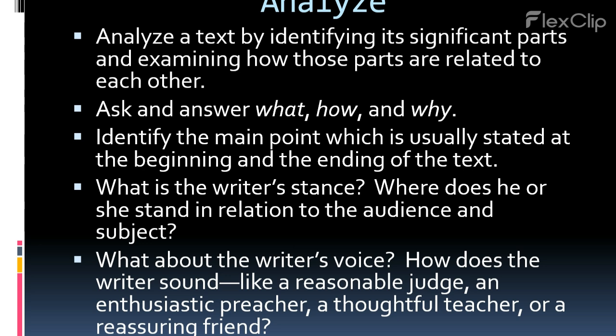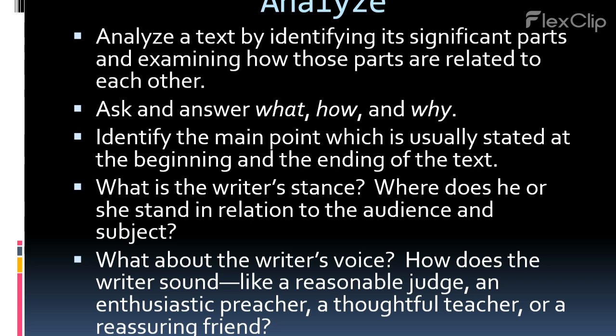Analyzing is taking out the significant parts and examining how they're related to each other. Asking what, how, and why. So if you're analyzing, yes, you can tell us that a writer is doing something, but how well are they doing it? That's when you get into analysis.